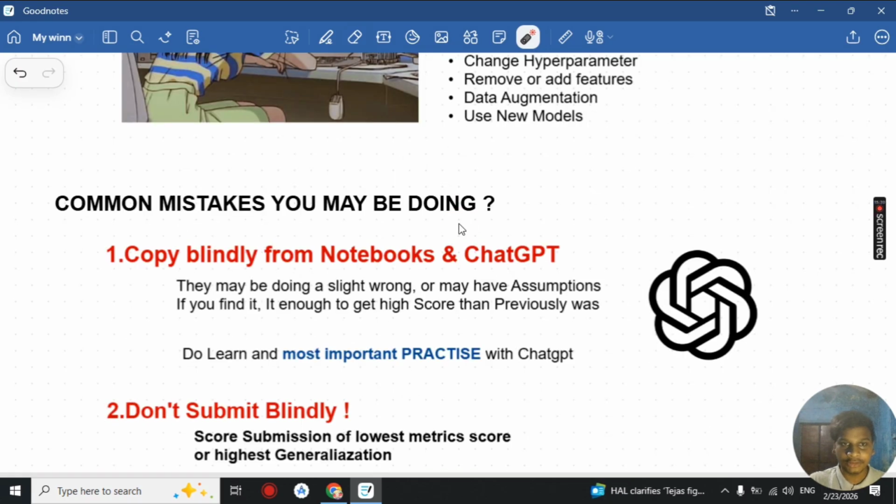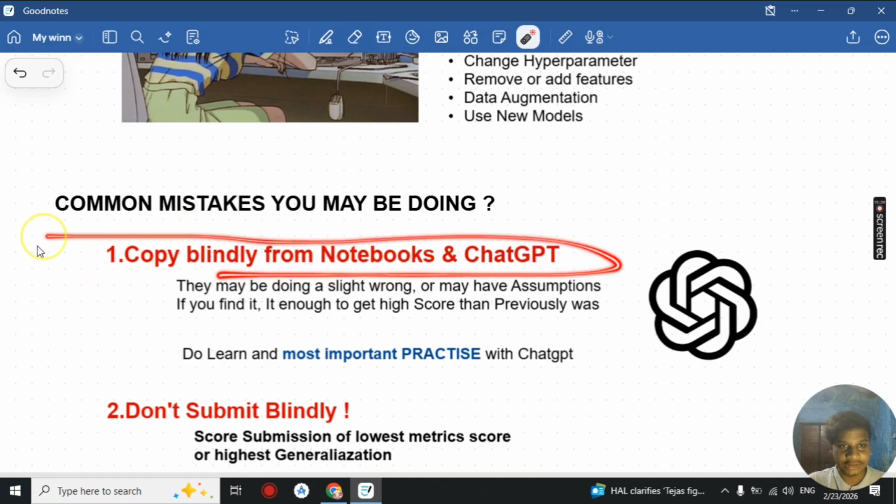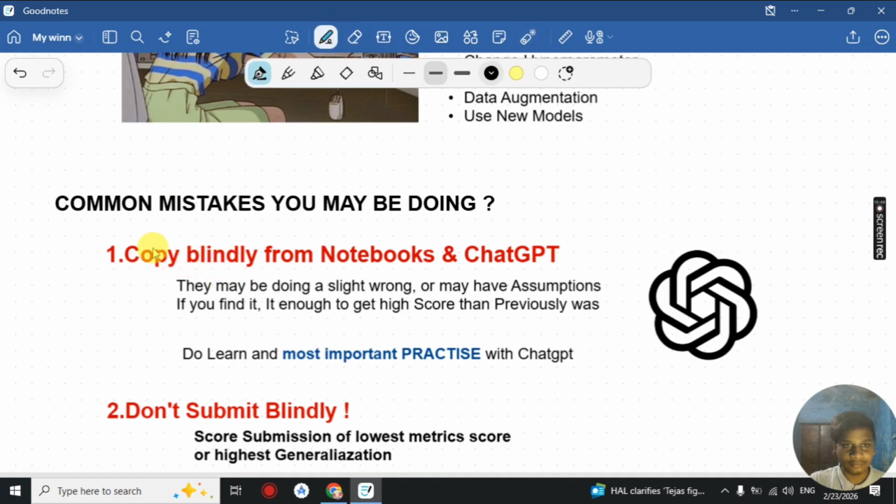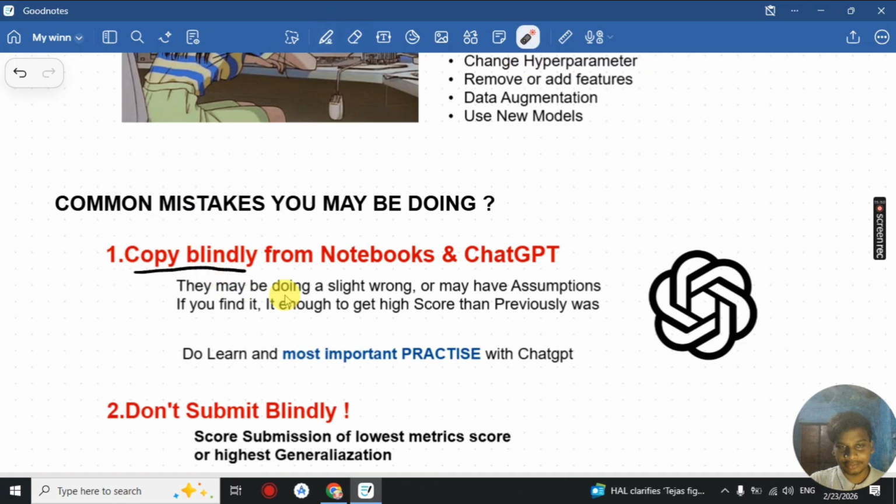Now we finally come to the common mistakes you may be making. Even I was a novice at some point. The first thing is: don't copy blindly from others' notebooks or from ChatGPT. You must understand that copying blindly will not help you learn. You must understand why the notebook uses that method and what the code does. You could copy, but don't copy it blindly.